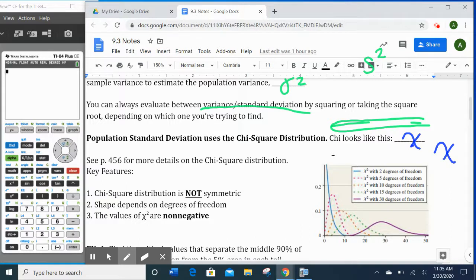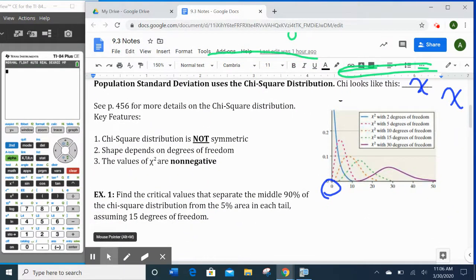So it says see page 456 for more details on the chi-square distribution, but the key features that we care about are that it's not symmetric. It will depend on the degrees of freedom, that's what number 2 says. So it could look different, but it will never look symmetric, though it gets more symmetric as the degrees of freedom grow. And the values are non-negative, so notice that it never goes less than 0. We will mostly just use the chi-square distribution to do what we're trying to do, so we just need to be familiar enough with it.